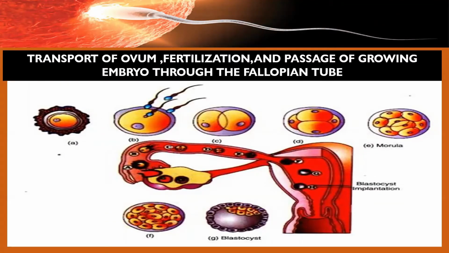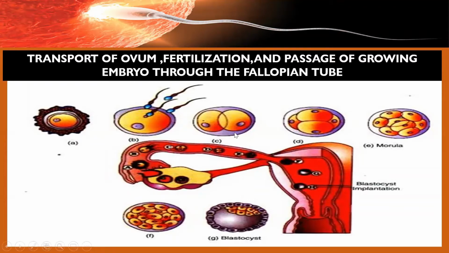All the information of a new life, the blueprint of the new life, is present in this zygote in the form of chromosomes from the male as well as from the female gamete. In this figure, the journey of this zygote is shown. Within the fallopian tube, this zygote starts dividing.